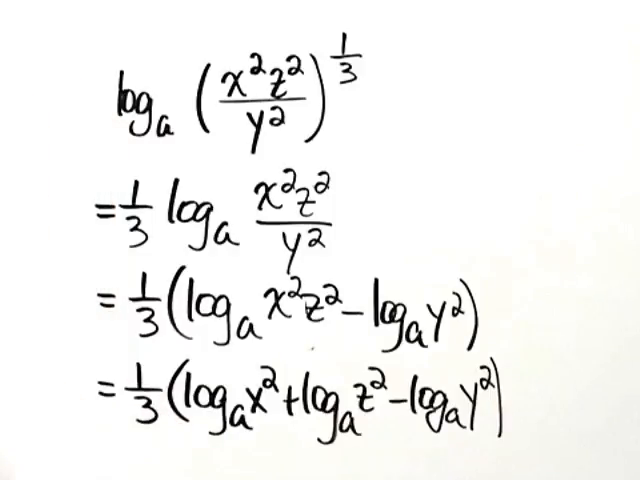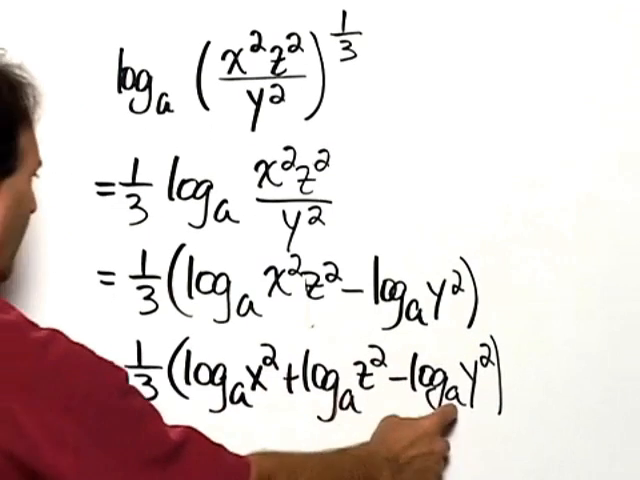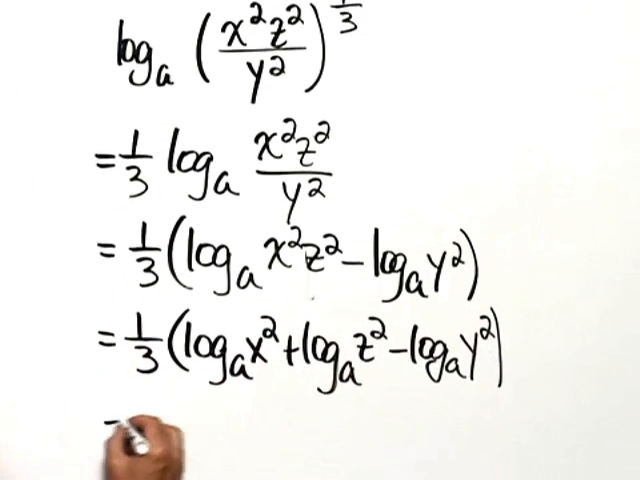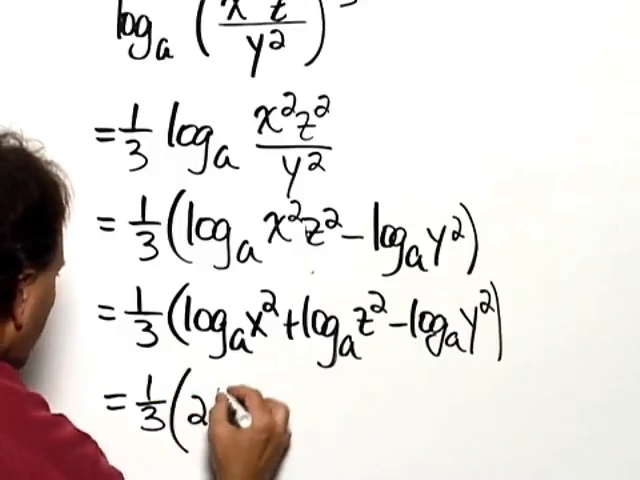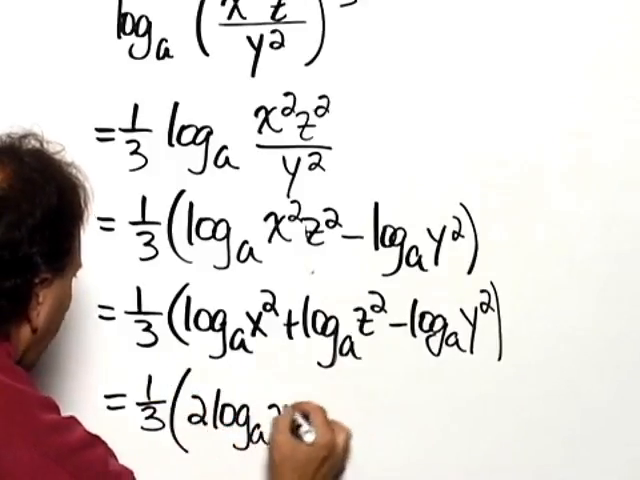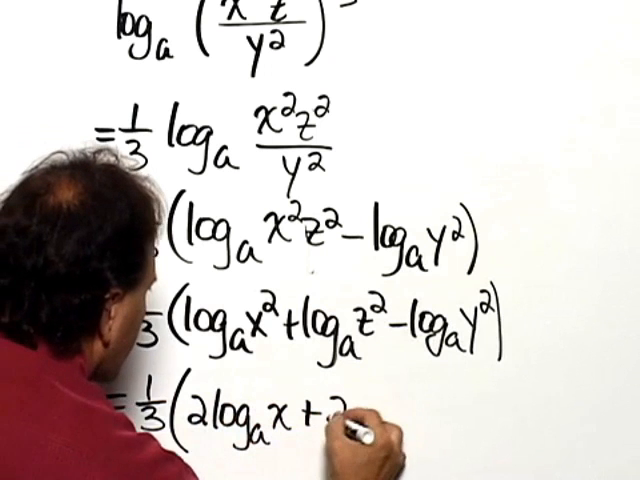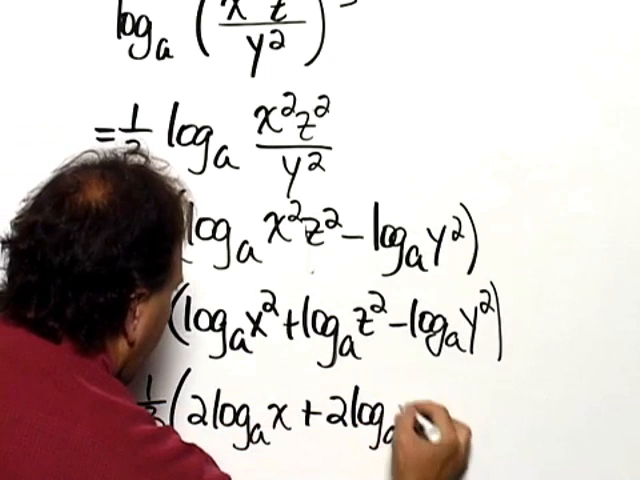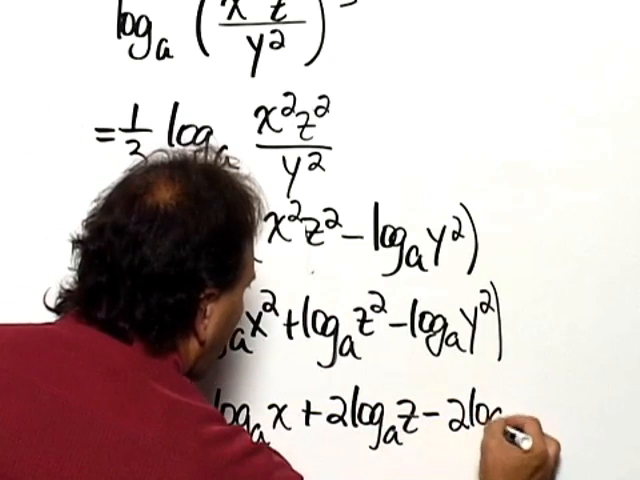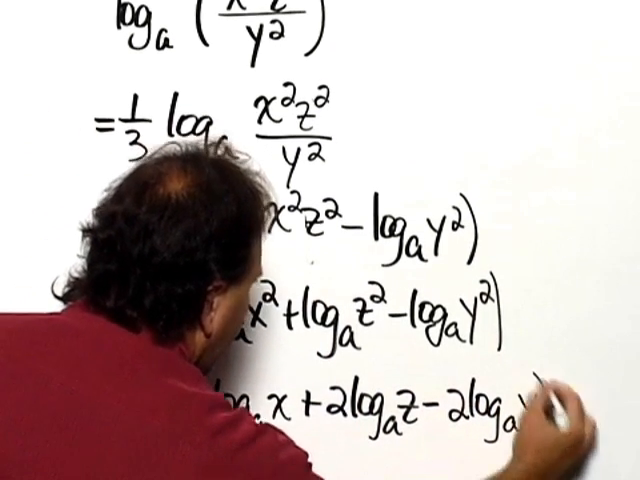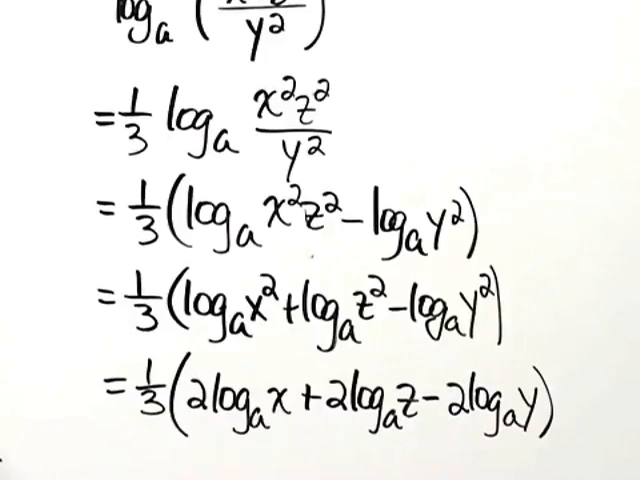Next, we can apply the power rule for each one of these individual logarithms. That gives us that it's equal to 1/3 of 2 log base a of x plus 2 log base a of z minus 2 log base a of y.